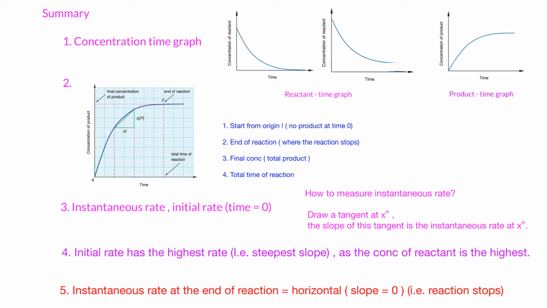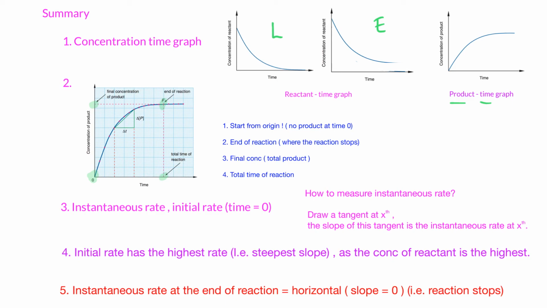So in short, to summarize, you have learned the concentration time graphs, with 3 of them. For the reactant time graph, the concentration of reactant will decrease as time goes by. One will hit the x-axis because this one is the limiting reactant. One will be in excess, so it won't hit the x-axis. And the other one is the product time graph. For the product time graph, there are 4 points you have to remember: start at 0, end of reaction, total product, and total time required. There are 4 points.